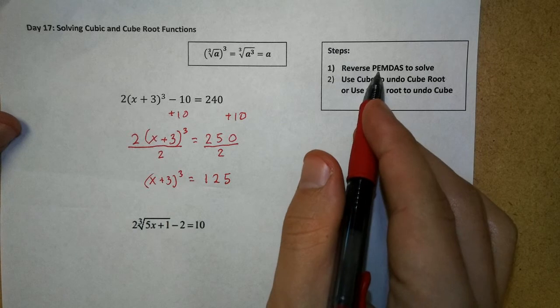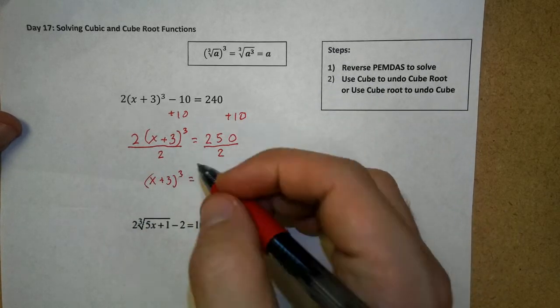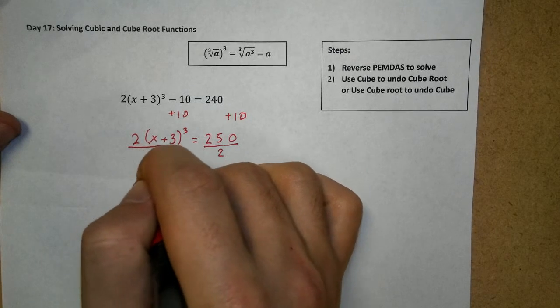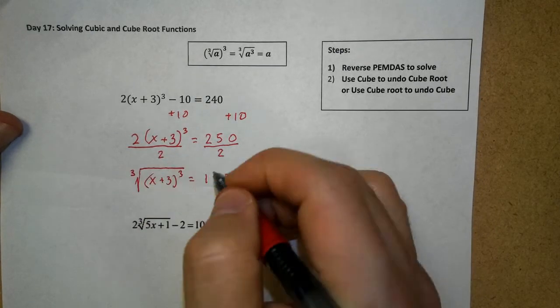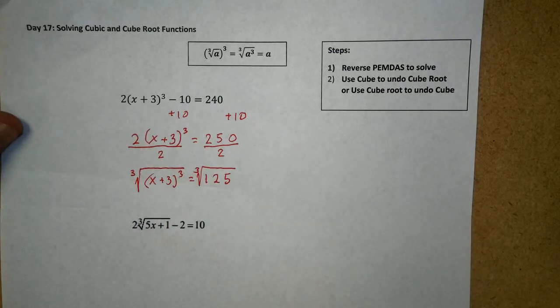Alright? Now, we have our cube, right? We have gone to our exponents in reverse PEMDAS, and so we can now take care of our cube by taking the cube root of both sides. Remember, you want to take the cube root of everything on both sides when doing this.